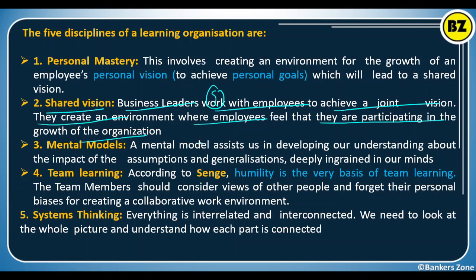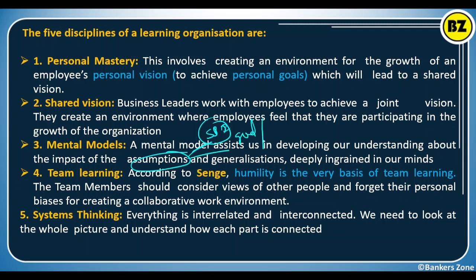Now what do you mean by mental model? A mental model assists in developing our understanding about the impact of the assumptions and generalizations deeply ingrained in our minds. So mental model means what assumptions we have. For example, say I am joining SBI. What assumptions can I have before joining SBI? Oh, it is a very good job. There is a relaxed job. There is huge respect in society. So these are the assumptions which are deeply ingrained in our minds. These are very general assumptions.